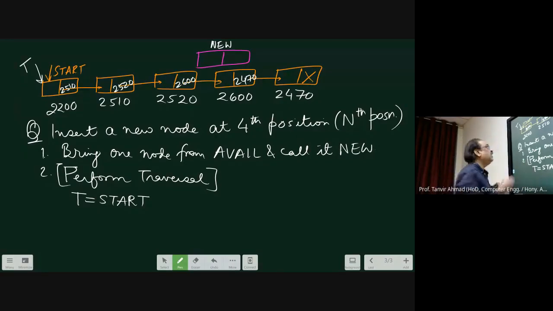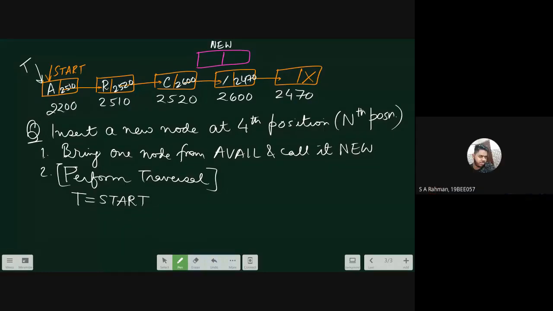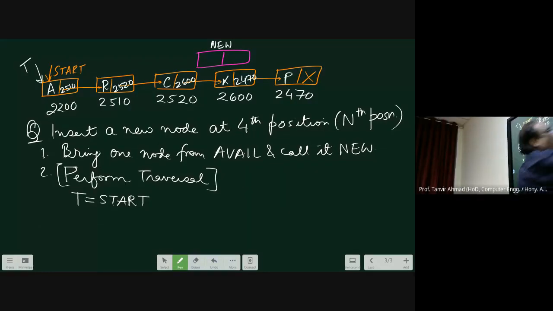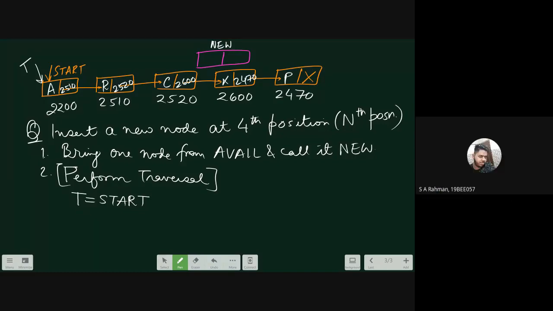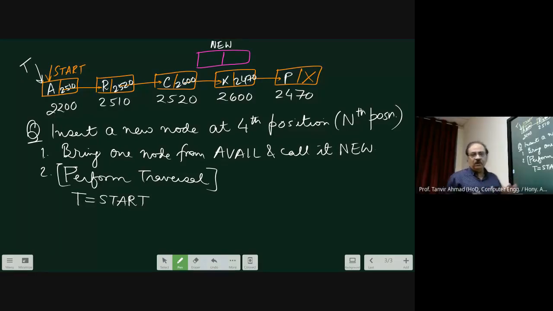But here, I assume that is data. Now, data can be A also. It can be R. It can be C. It can be X. It can be P. Therefore, there is no string comparison required. Okay. Now, if I am going to do for the nth position, you have to move n minus 2 times.